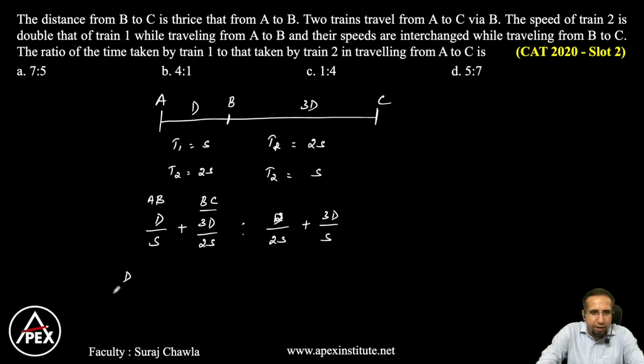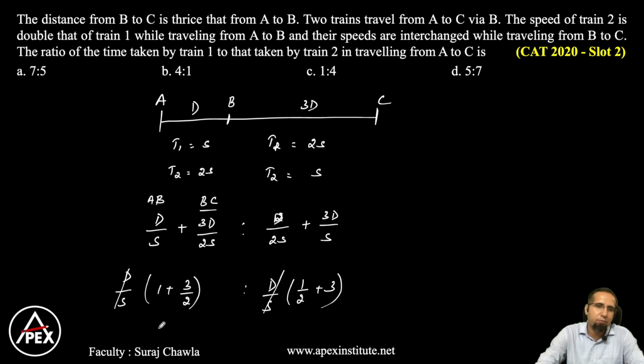this is what we want. I can take D by S common on this side, so this becomes 1 plus 3 by 2. Again, I can take D by S common on this side, so this becomes 1 by 2 plus 3. So D by S gets cancelled. So I have 1 plus 3 by 2 becomes 2 by 2 plus 3 by 2, which is 5 by 2. 1 by 2 plus 3 becomes 6 by 2 plus 1 by 2, that becomes 7 by 2.